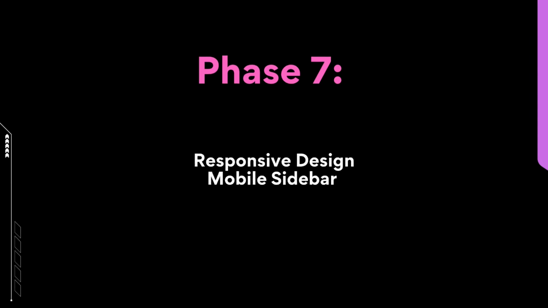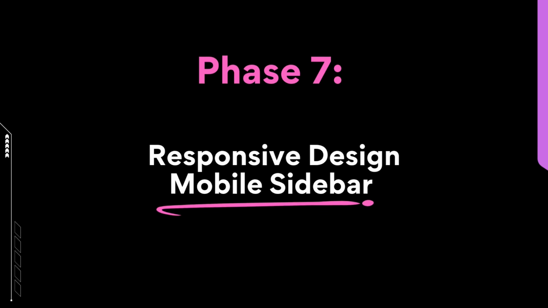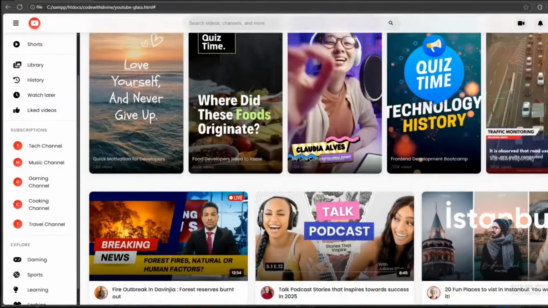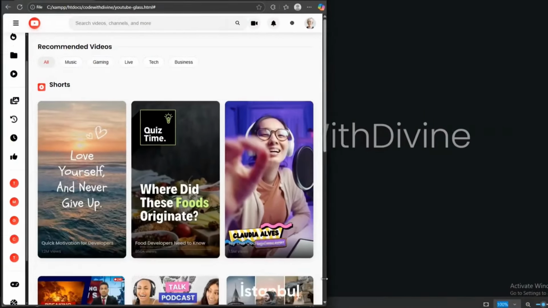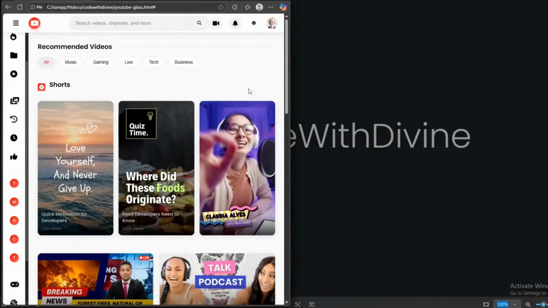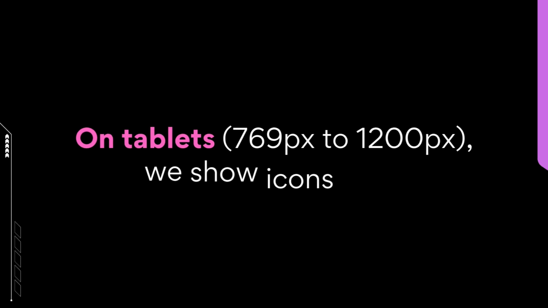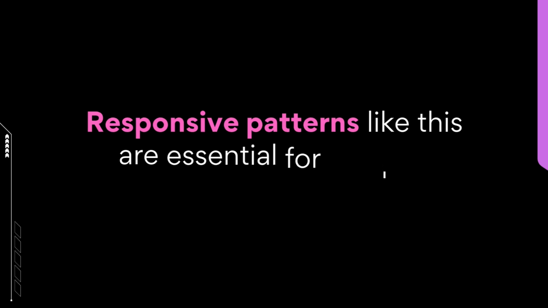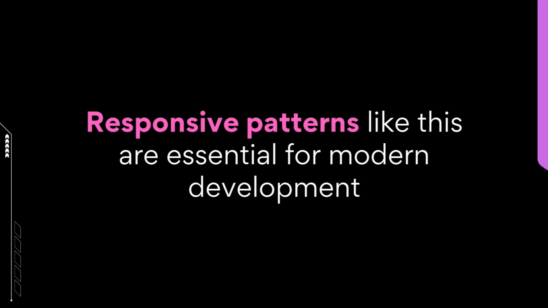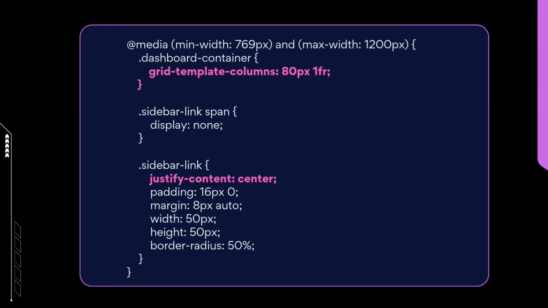Phase 7. Responsive Design, Mobile Sidebar. Here's where things get really interesting. On mobile, we need to hide the sidebar and show it when the user taps the menu button. On tablets, 769 to 1200px, we show icons only. We're changing the grid to only give the sidebar 80px width, hiding the text spans and centering the icons with justify-content center. The sidebar becomes an icon-only column.